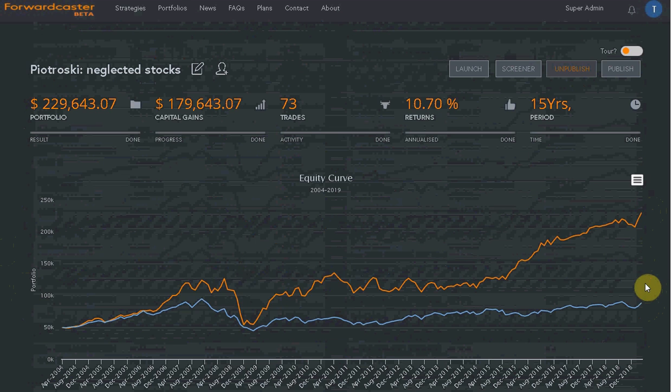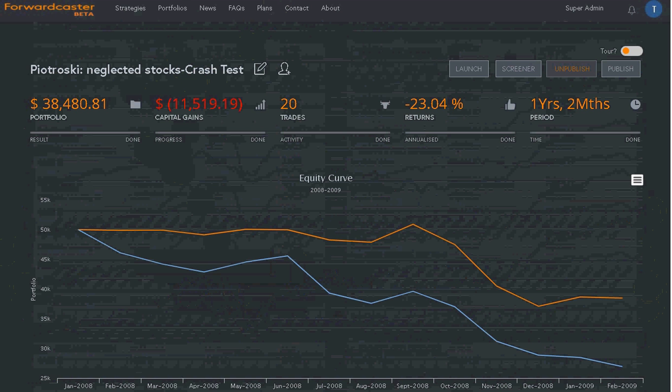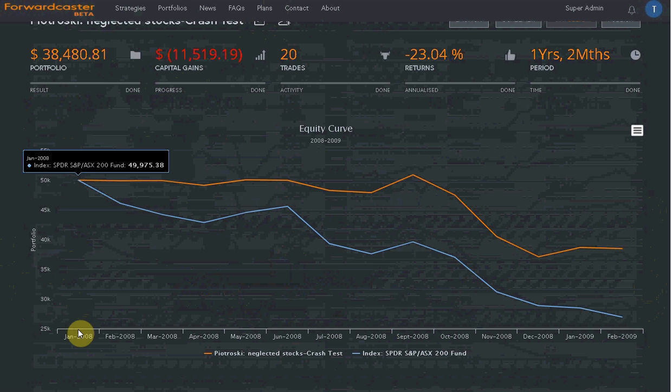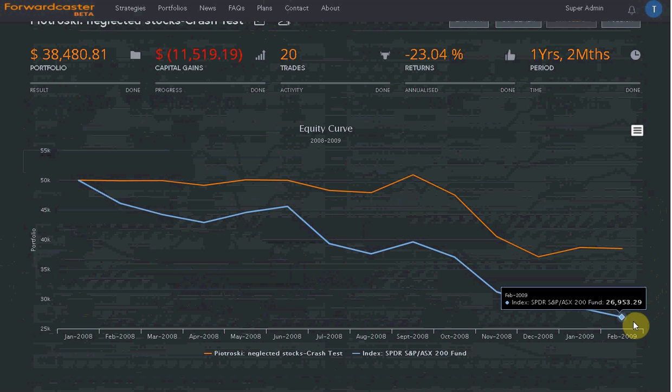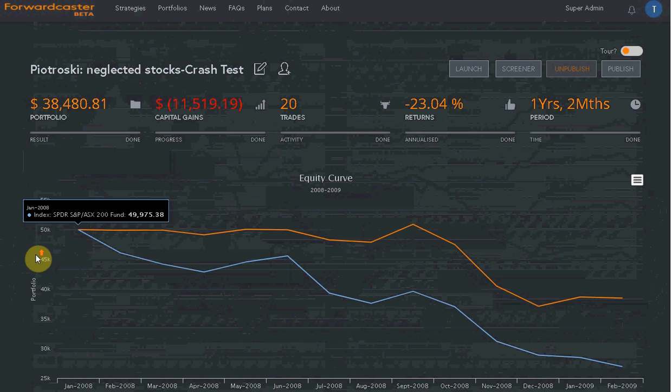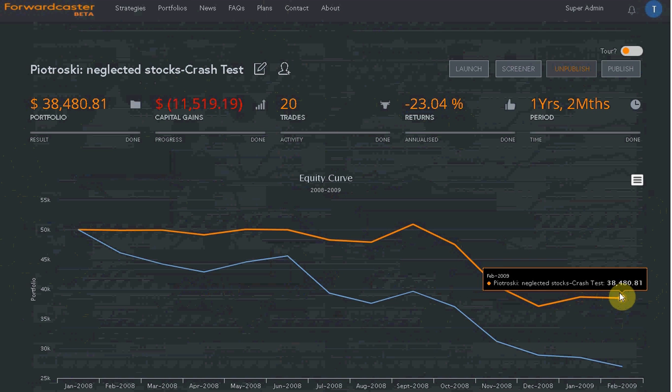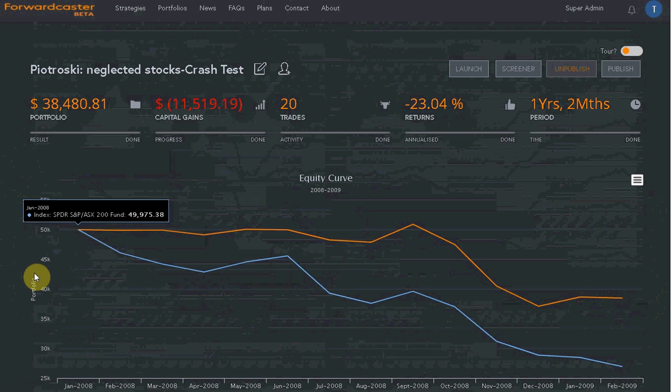So what I'd do next is to run a crash test. So you can just go into the criteria and change the date. And I've done that here, and I've started the strategy in January 2008 and ended it in February 2009. So this tests the strategy over the GFC, and you can see it's made 20 trades and lost 23%. Interestingly, it's actually outperformed the market during that period of time, which we may not have expected.